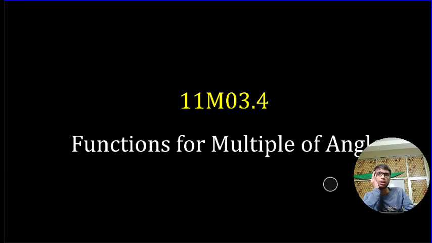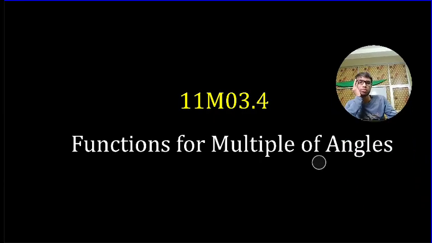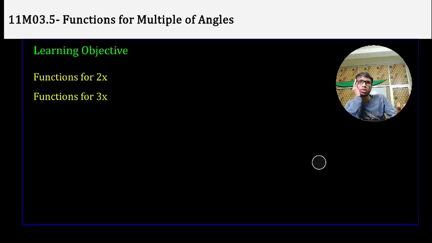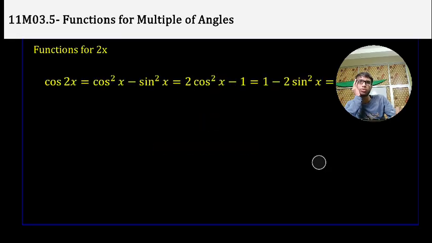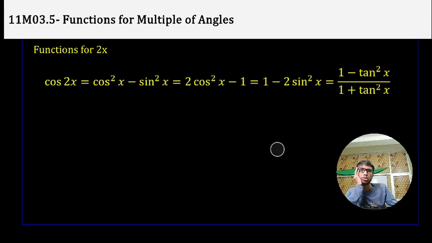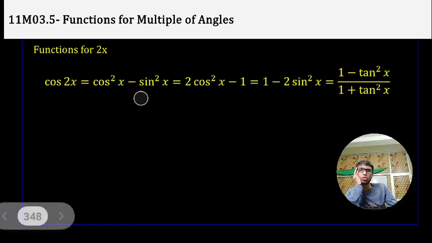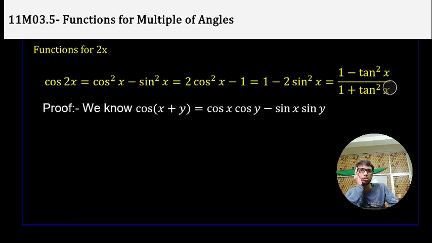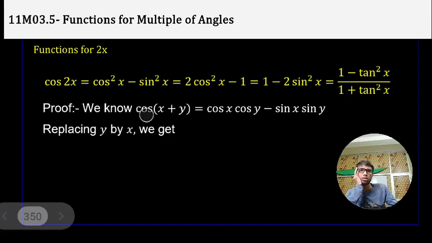Functions of multiple angles. Function for 2x, function for 3x. Let's say the function for 2x. Cos 2x is equal to cos square x minus sin square x. This is equal to this, equal to this. We know that.